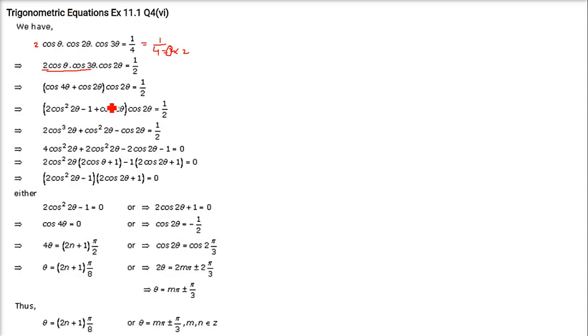So now here this cos 4 theta we are writing as 2 cos square 2 theta minus 1, because we know that cos 2 theta equal to 2 cos square theta minus 1. So if you make it 4 theta, this will become 2 theta. So cos 4 theta is 2 cos square 2 theta minus 1 plus cos theta. Now multiply inside. So you get 2 cos cube theta minus cos square 2 theta minus cos 2 theta equal to half, right?